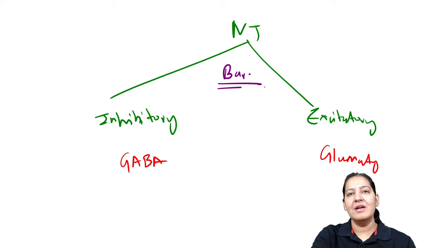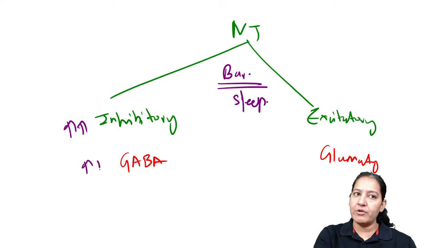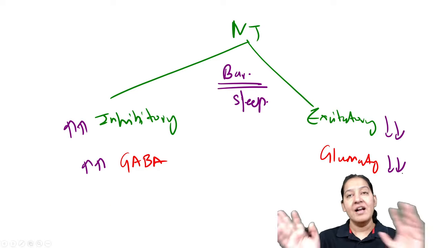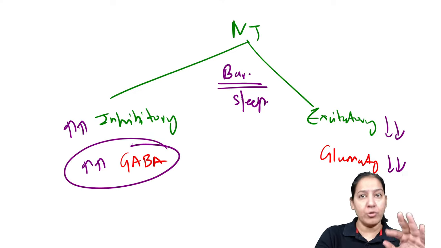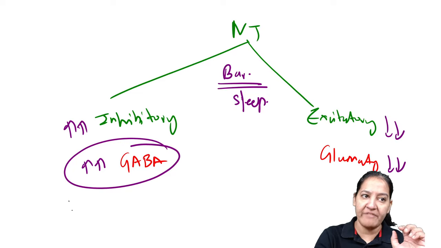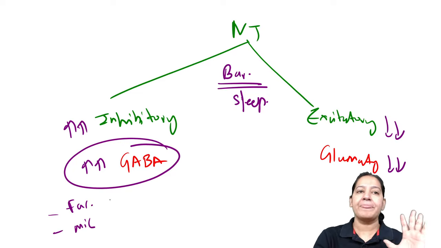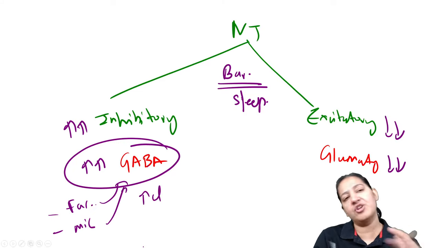Barbiturates are the drugs which induce sleep. If you want to induce sleep in a person, you have to increase inhibition, you have to increase GABA, and you have to reduce excitation, you have to reduce glutamate, right? The first two actions of the barbiturate are to increase the action of GABA. One is GABA facilitatory action, one is GABA mimic action. In both of them, there is more GABA, so more chloride, more hyperpolarization, more inhibition.